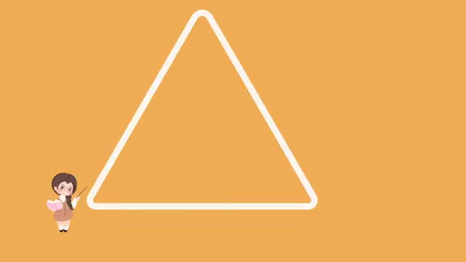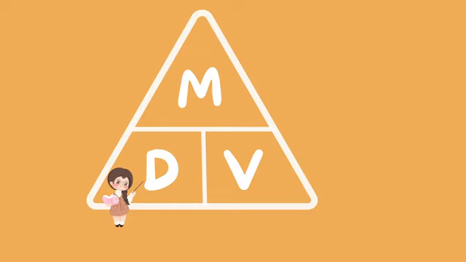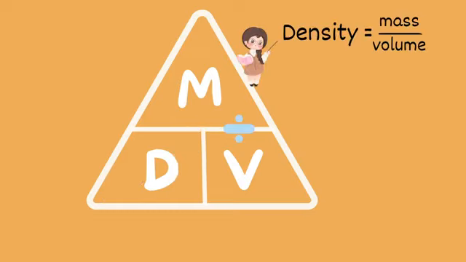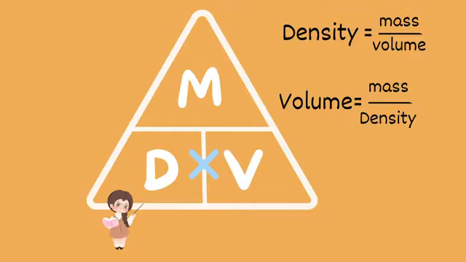I like to use the pyramid method as a guide. Inside the pyramid, we have density, mass, and volume. If we want to find the density, we divide mass by volume. If we want to find the volume, we divide mass by density. And if we want to find the mass, we multiply density times the volume.